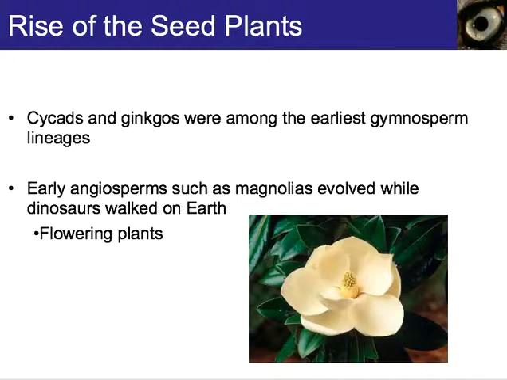Cycads and ginkgos are among the earliest gymnosperm lineages. Early angiosperms, or flowering plants, such as magnolias, evolved while dinosaurs walked the earth.